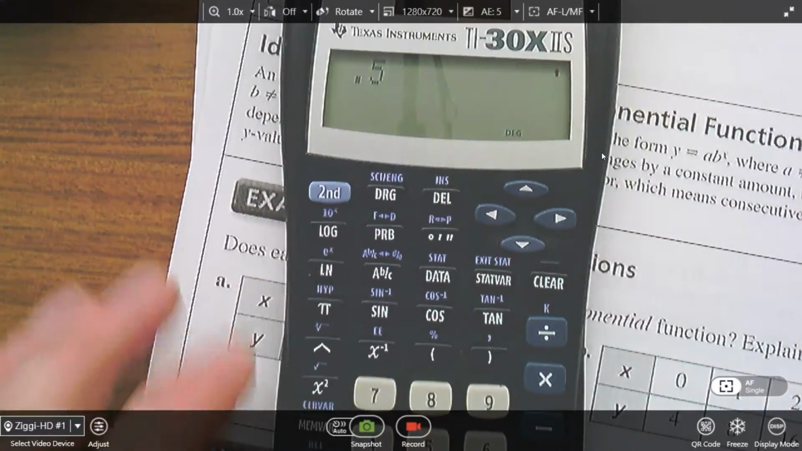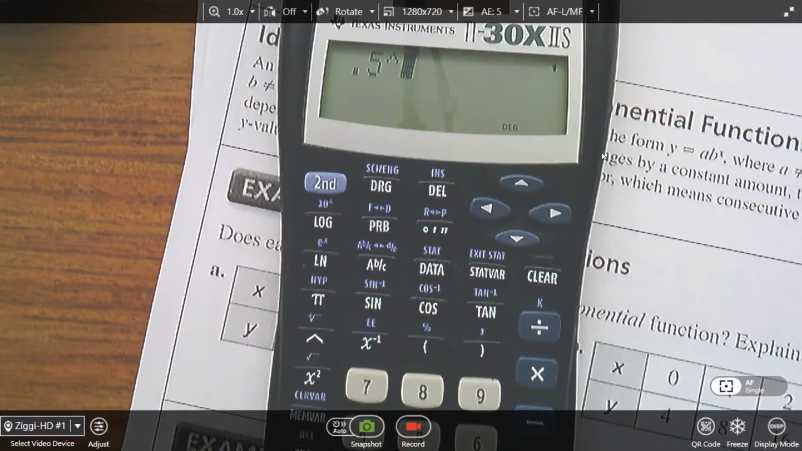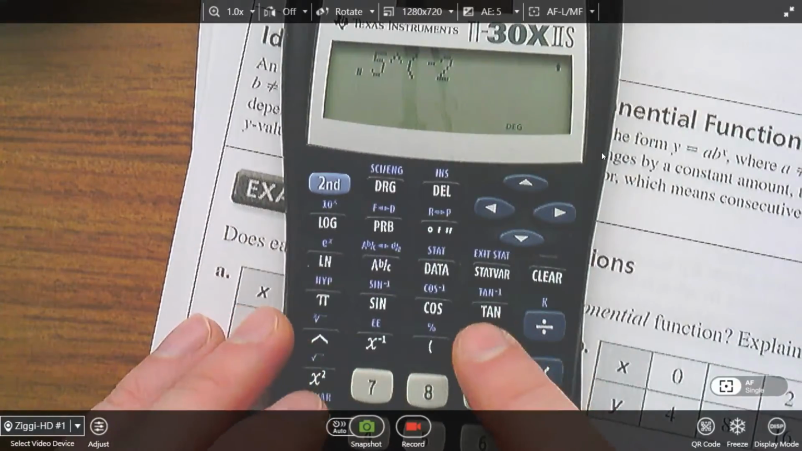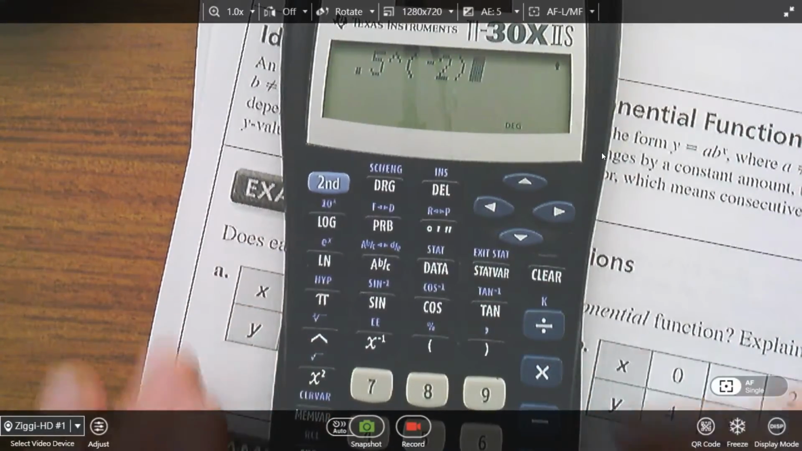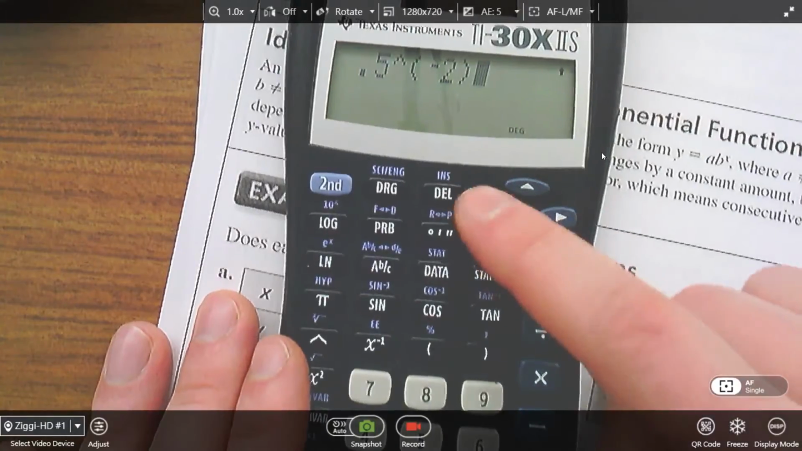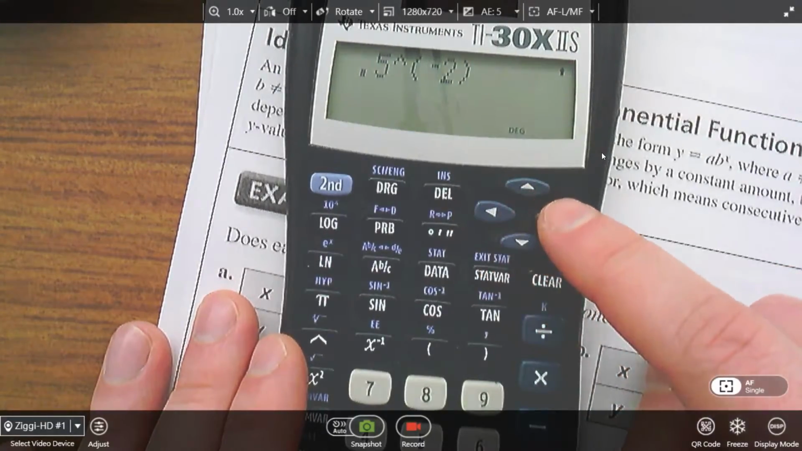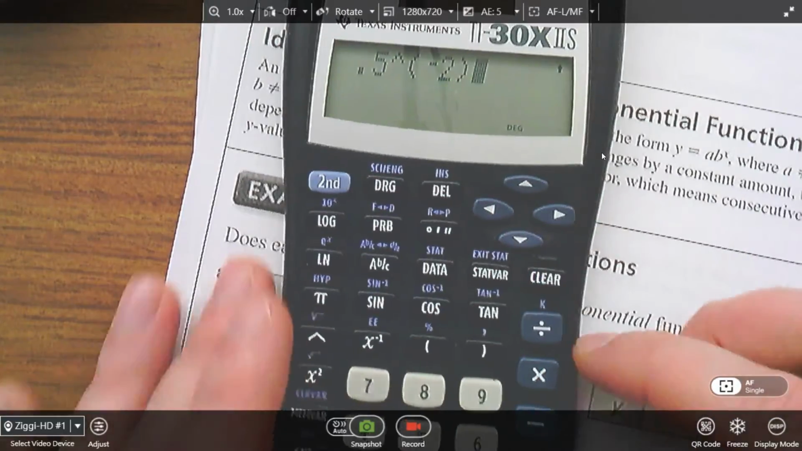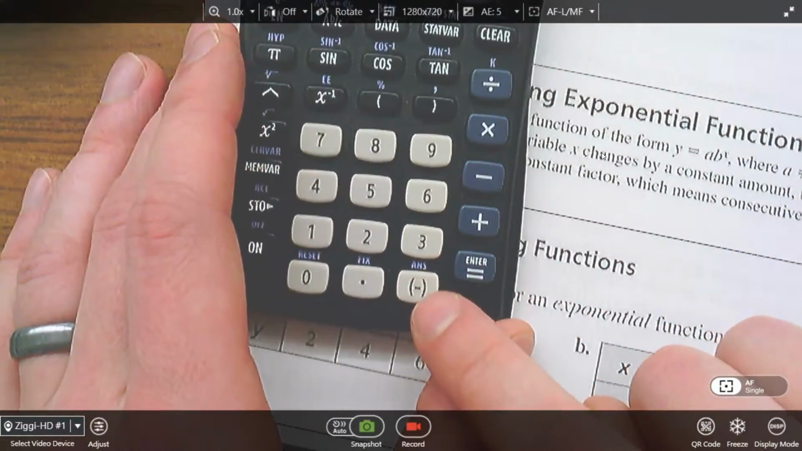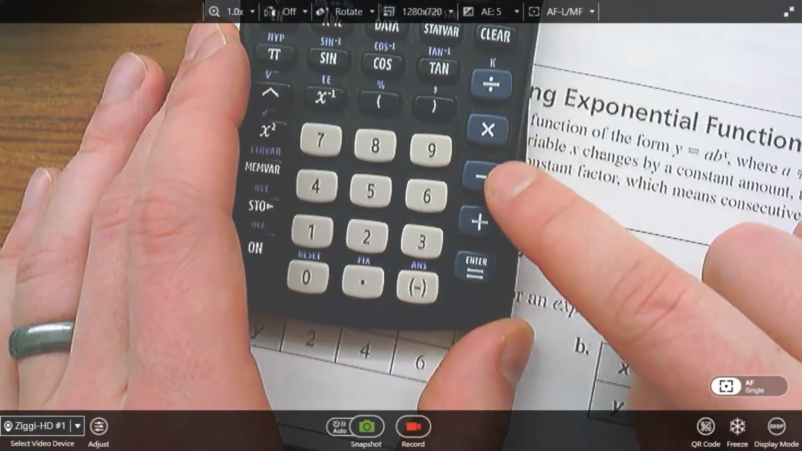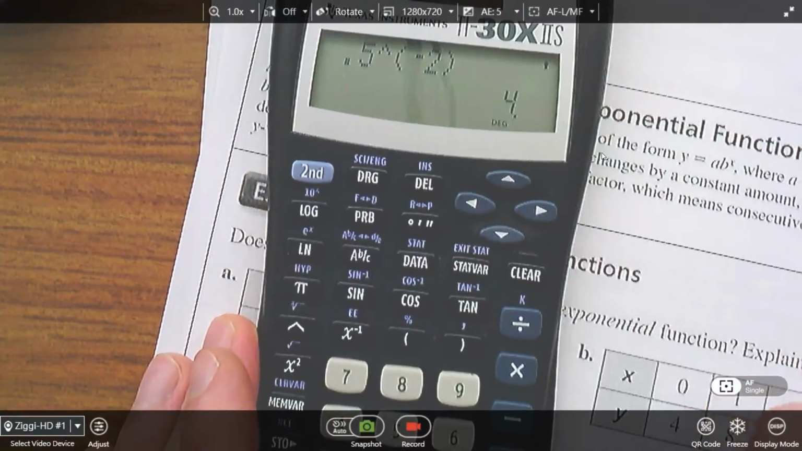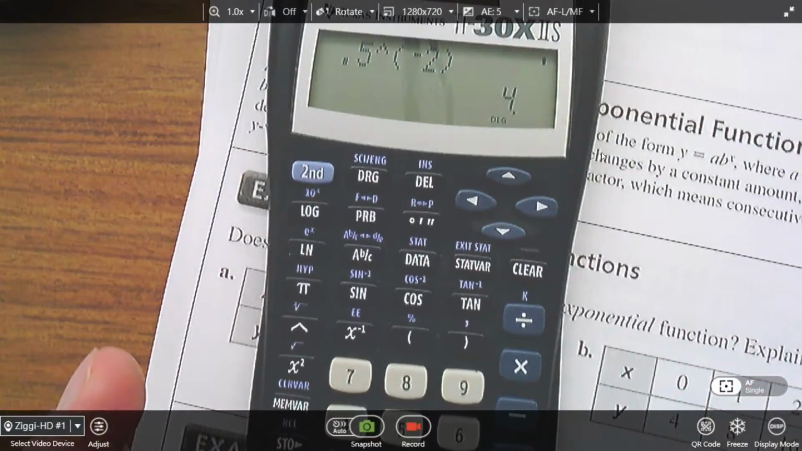So I'm going to do 0.5 to the, and I'm going to be careful. I'm going to put the -2 in parentheses like so. And that negative sign, highlighted right there, is not a subtraction symbol. On your calculator, this is a negative sign, and this is the subtraction operation. So you got to use the negative symbol. And I hit enter. That is weird.